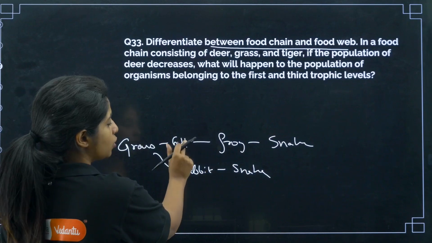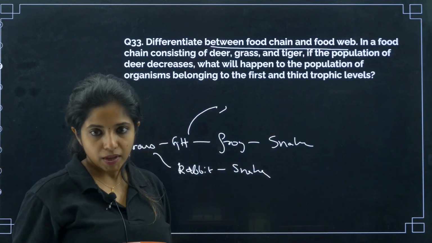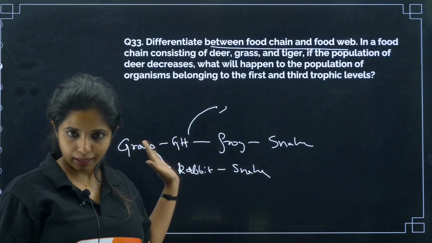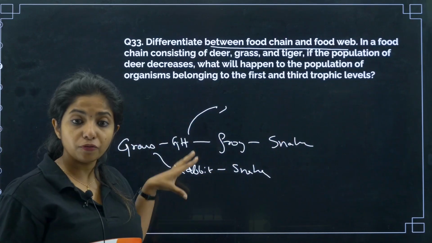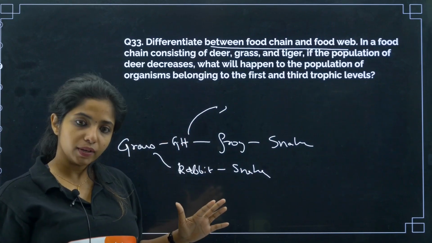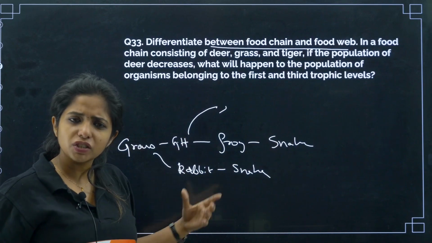This grasshopper can be eaten up by something else and that something else can be eaten up by something else also. So basically, can I say the food chain is always straight and it is linear? It is straight and it's linear. But what about the food web? It is branching, my dear children. Food chain is always simple, whereas food web, don't you think it is complex?